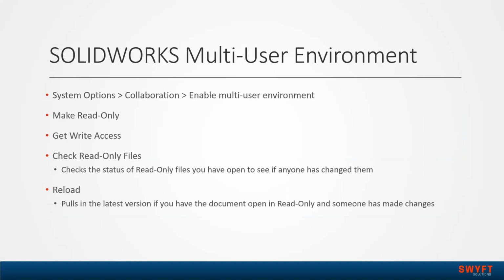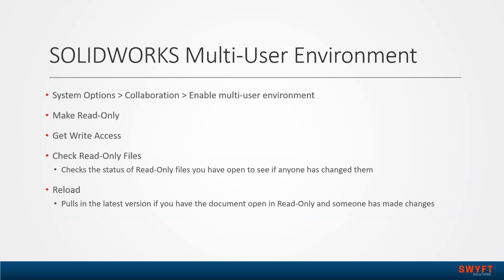In terms of those settings, they're under System Options, Collaboration, Enable multi-user environment. They give you commands such as Make read-only, Get write access, Check read-only files, and Reload. Make read-only is essentially just sending a flag to everyone else that it's read-only. They can get write access if they claim it to make changes, but it's read-only right now.